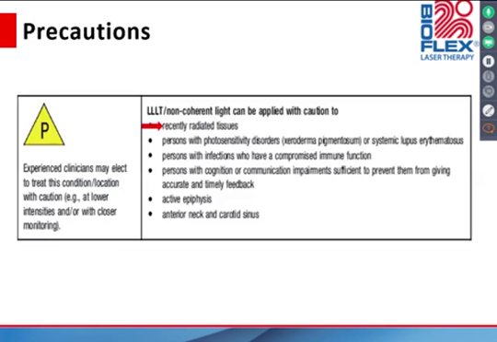Okay, as far as precautions go, essentially you can elect to treat patients with these conditions, just perhaps use lower intensities or with a little bit closer monitoring. So as far as treating patients that have recently radiated tissues, for example, from radiation therapy, you can treat those patients. In fact, it's used a lot for oral mucositis in patients that have had radiation therapy to treat oral cancers quite effectively. But again, they're monitored quite well. Patients with photosensitivity disorders or systemic lupus.